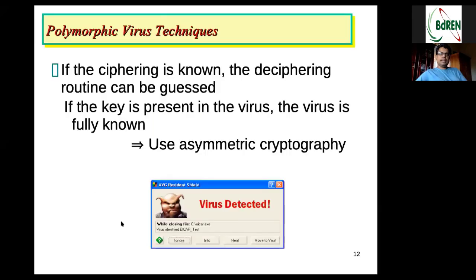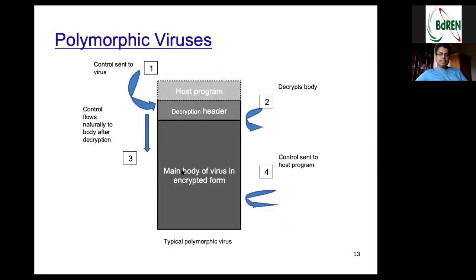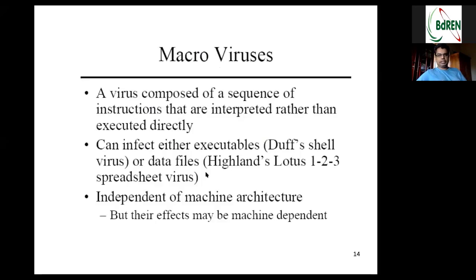Right. So in a typical polymorphic virus available nowadays, there is a host program, a small decryption header, and then an encrypted virus body. When the host program is loaded into a computer, the decryption header will run. They somehow collect the key from the environment and manage to decrypt the body. After they decrypt the body, they execute the attack on the machine.